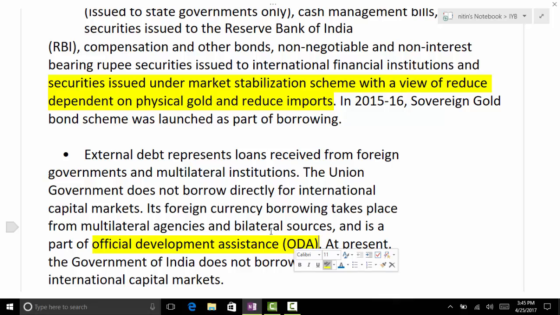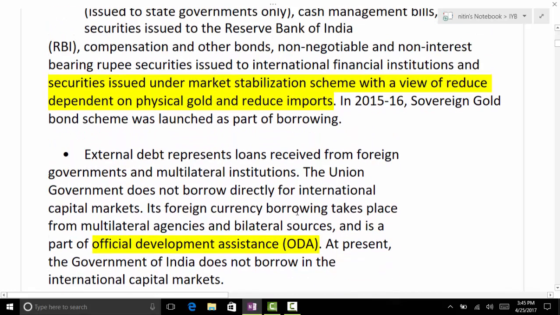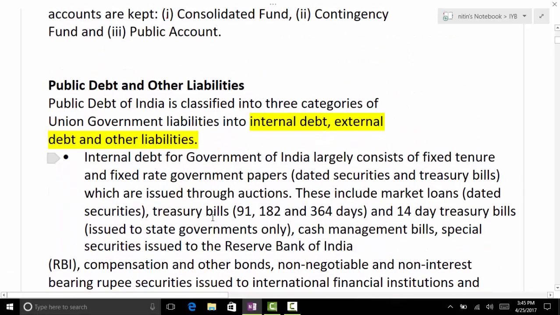Is there some doubt, Amit? No. So international aid comes from ODA. Other liabilities: everything, aid, grant, assistance, everything that comes by way of ODAs. Other liabilities, for example, post office saving deposits, deposits under small saving schemes, loans raised, all these are other liabilities. So this is public debt.